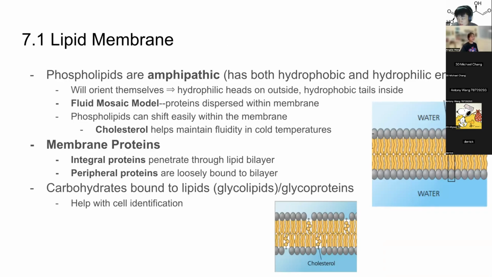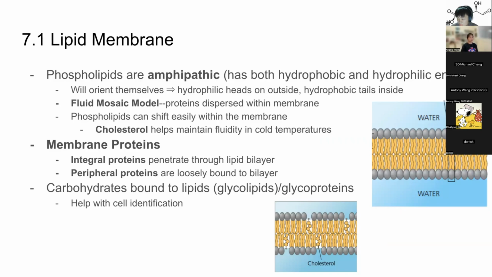Anyways, next is Campbell chapter 7, which is membrane structure and function. So, first, the lipid membrane is made of phospholipids, which are amphipathic, which means it has both hydrophobic and hydrophilic ends. So that means they will orient themselves with the hydrophilic heads on the outside and hydrophobic tails on the inside. And this, along with proteins that are dispersed within the membrane, is called the fluid mosaic model.